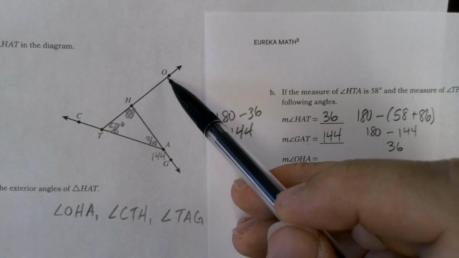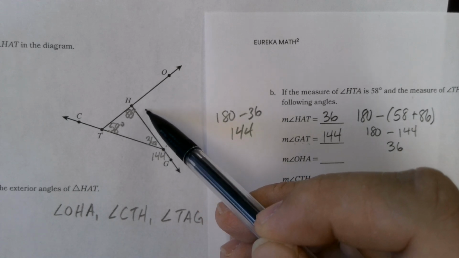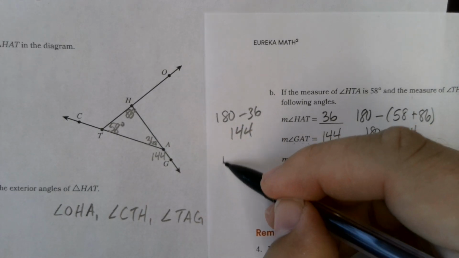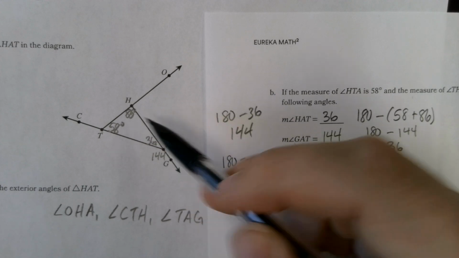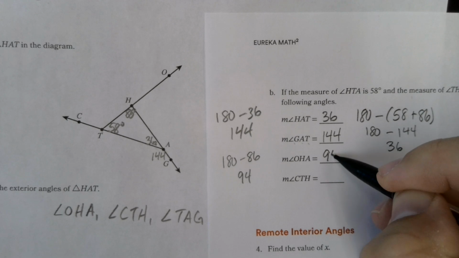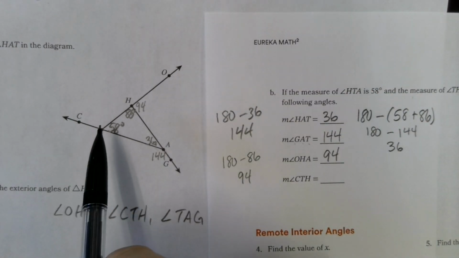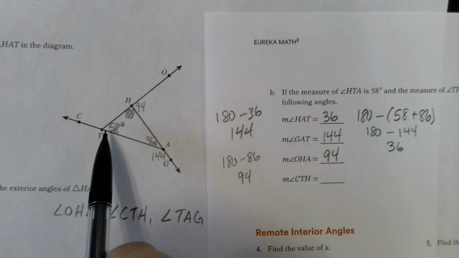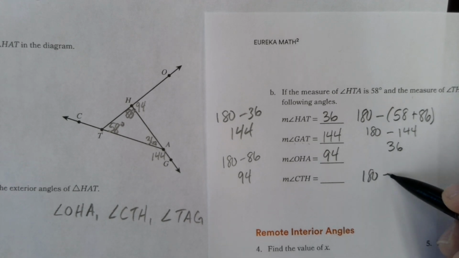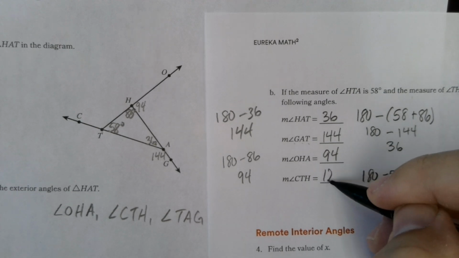So for OHA, this angle makes a supplemental pair with THA. Okay, so together they equal 180. So I would take 180 minus this angle, which is 86, and that gives me a measurement of 94 degrees. So this is 94. And our last exterior angle makes a supplemental pair with 58 degrees. So 180 minus 58, which would give us 122.